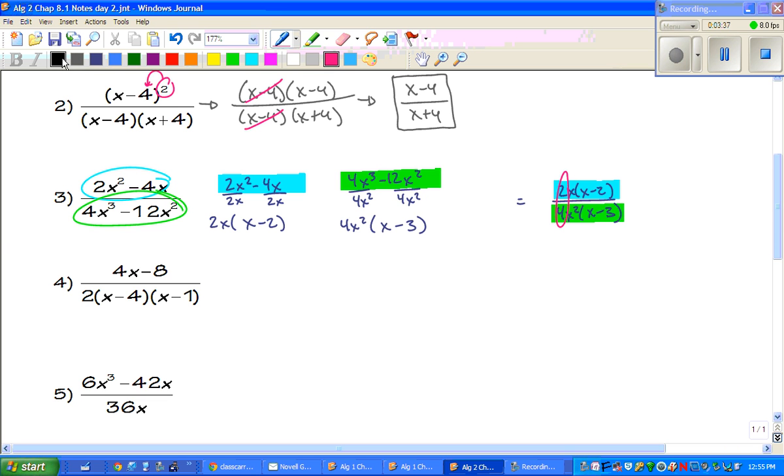All right, 2 over 4 is the exact same thing as 1 half. Your x on the top cancels, and so we're left with 1x on the bottom, and then x minus 2 and x minus 3. Now, do I need to have that 1 up there? No. And when I take that away, we're just left with x minus 2. Okay?